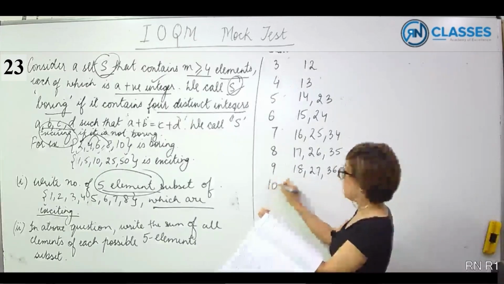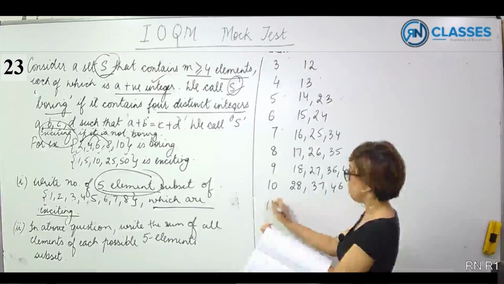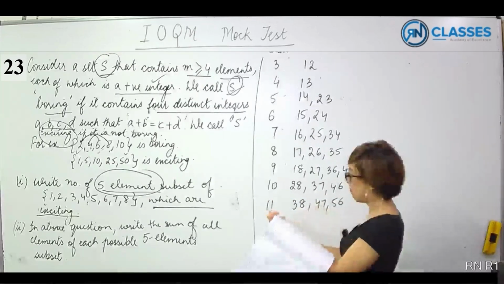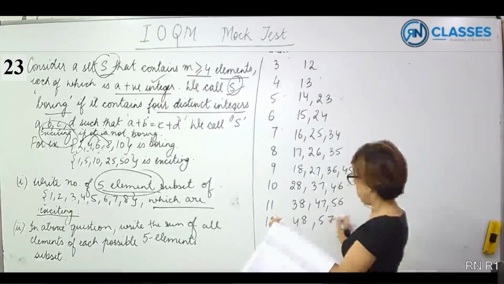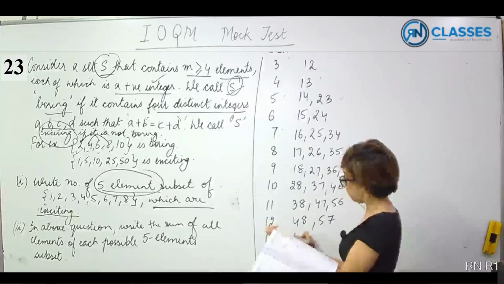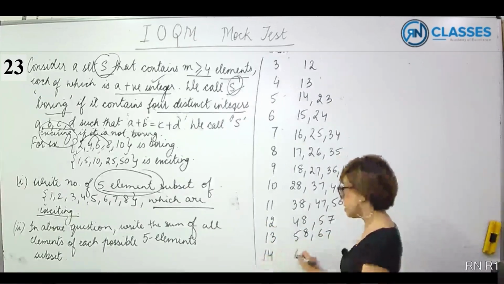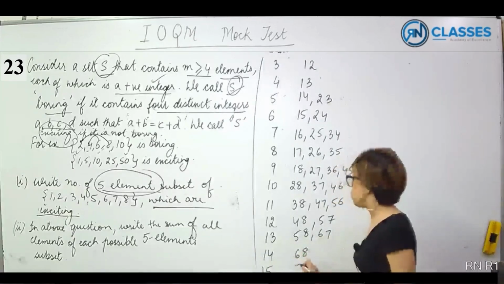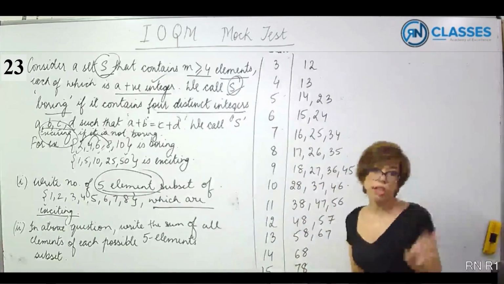And then I will have 10: 2, 8, 3, 7, 4, 6. Then I have 11. That is 3, 8, 4, 7, 5, 6. Then I have 12. That is 4, 8, 5, 7. Then I have 13, which is 5, 8, and 6, 7. Then I have 14, that is 6, 8. And then last sum that is possible, that is 15, which is 7, 8. I have exhausted all the sums of 2 numbers which are there.